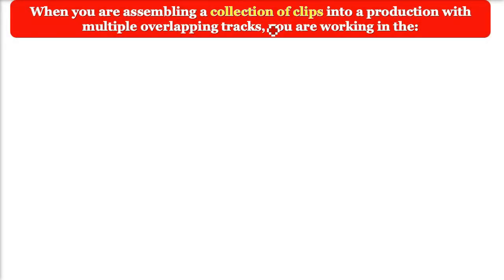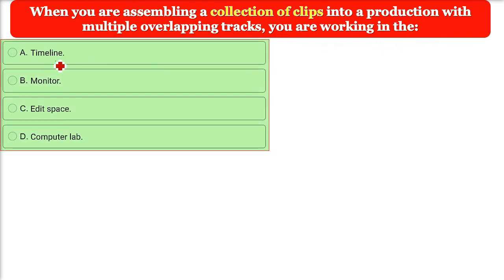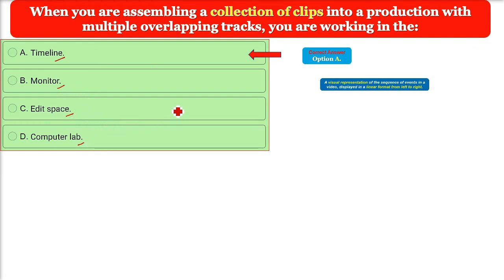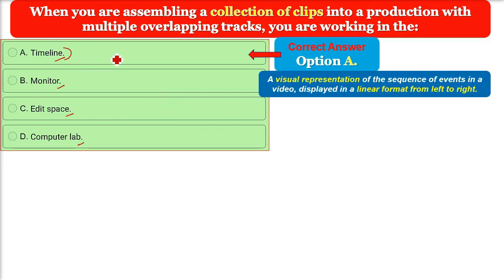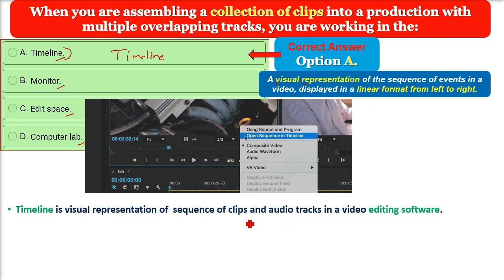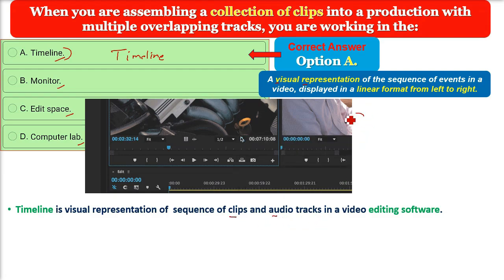When you are assembling a collection of clips into a production with multiple overlapping tracks, you are working in the, options are timeline, monitor, edit space, and computer lab. The correct option is option A, which is timeline. So when we assemble the collection of clips, this is nothing but a visual representation of the sequence of clips and audio tracks in a video editing software.